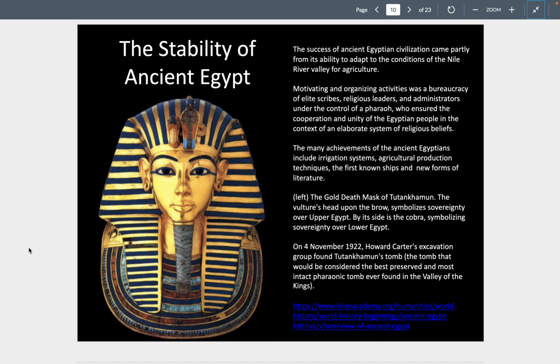And part of this is because of the Nile River, and I'll get to that in a moment. So they have been organized as a bureaucracy. They are writing in hieroglyphs, and they also have a form of alphabet that they're using. They have religious leaders. They are administrators under the control of the pharaoh, and the pharaoh is making sure that the cycles of the season and the flooding of the Nile are going to remain intact. They achieve great irrigation systems and agricultural production techniques, and also some of the first ships.